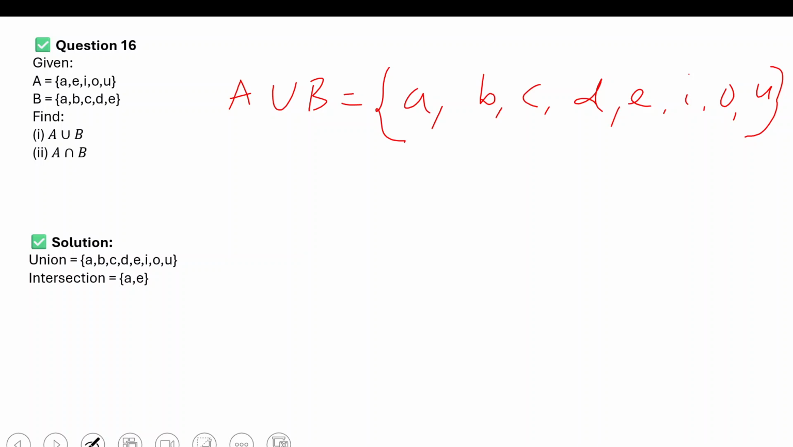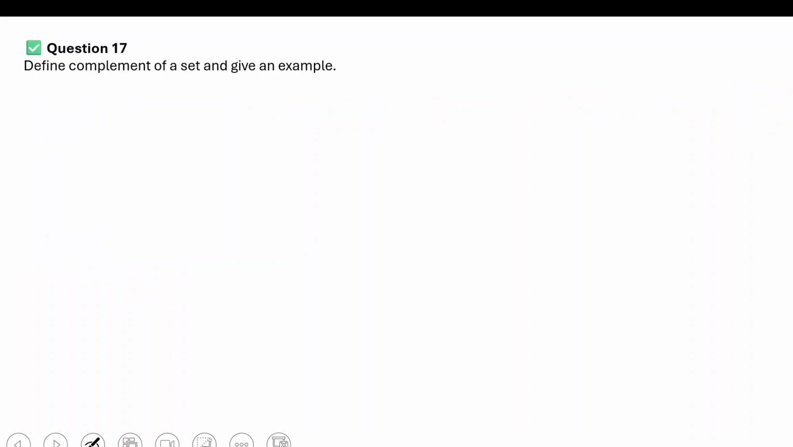For intersection, I'm going to be taking what is common in the two of them. So A is common in two of them, and E is common in two of them. A and E are common. So the intersection is A and E.